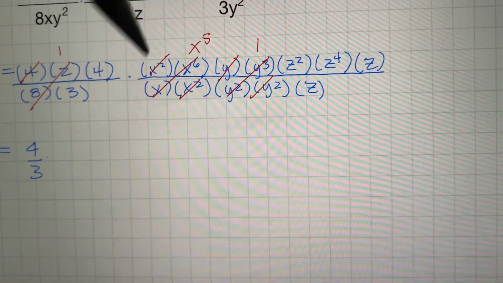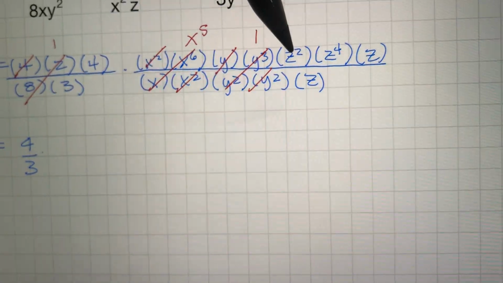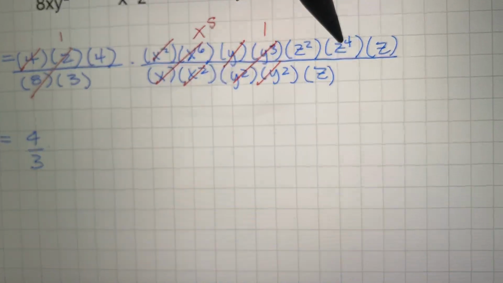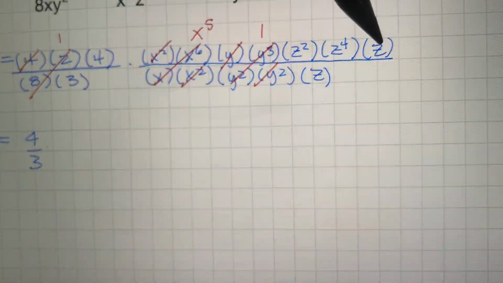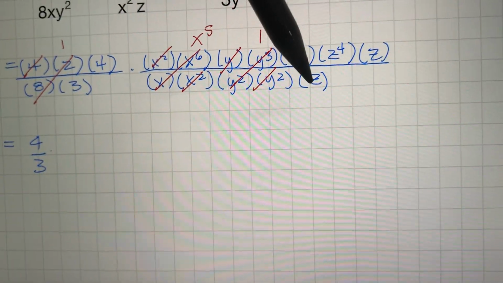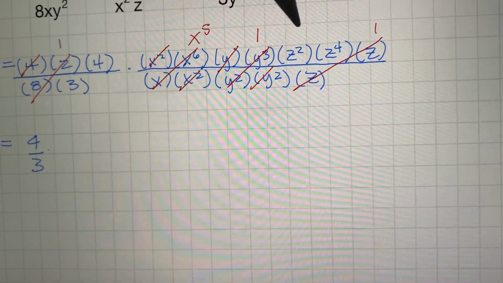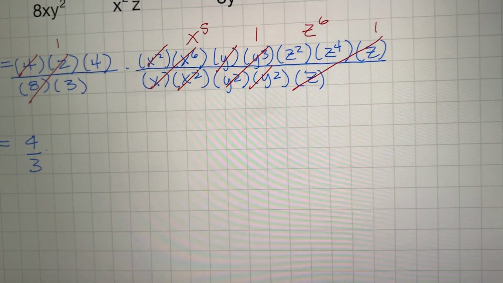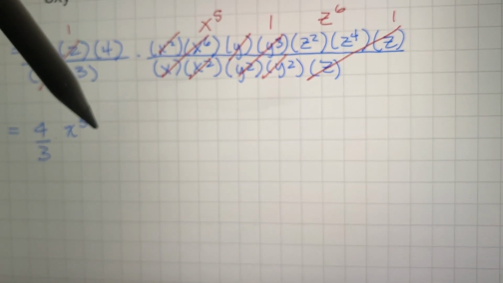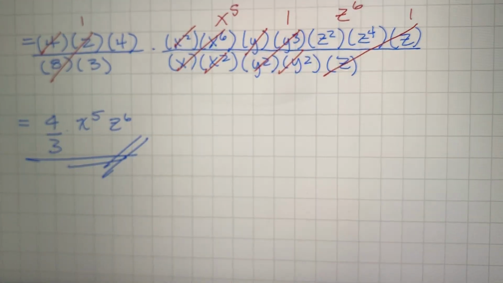Now we have z squared times z to the fourth, that's z to the sixth power, times z, that would be z to the seventh power, over z. So we can say that these two terms become 1. So that would be z to the sixth power. So my expression will end up with x to the fifth times z to the sixth. And that would be my final answer.